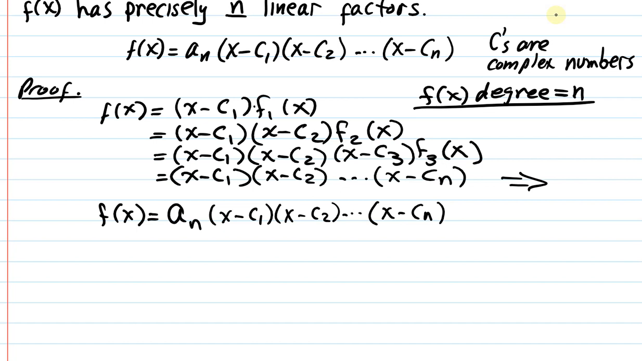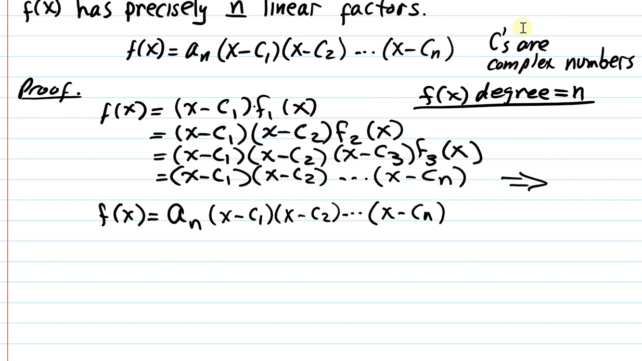And again, a sub n is the leading coefficient. We allow it to be different from 1. That part of it I could have started by writing a sub n here, so that doesn't break the proof of this theorem. And there you have this one.